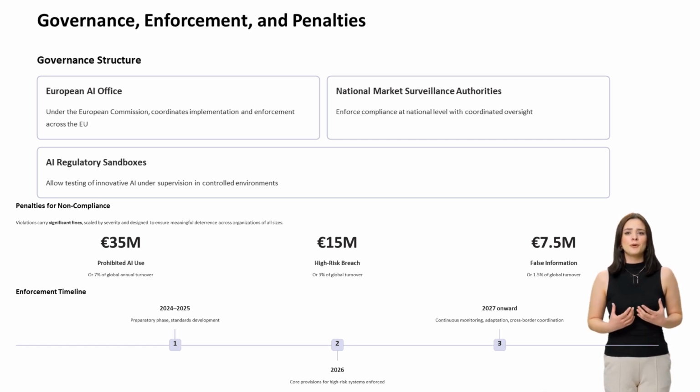Finally, let's look at the timeline. We are currently in the preparatory phase, running through 2025, where standards are being developed. The core provisions for high-risk systems will be enforced starting in 2026, with continuous monitoring and adaptation continuing for years to come. The message is clear. Compliance is not optional, and the EU is building the structure to make sure of it.